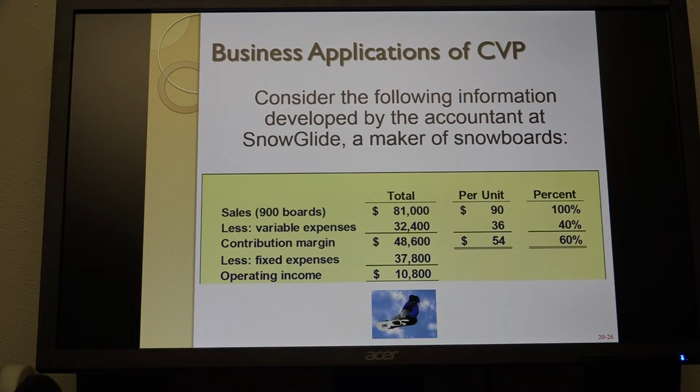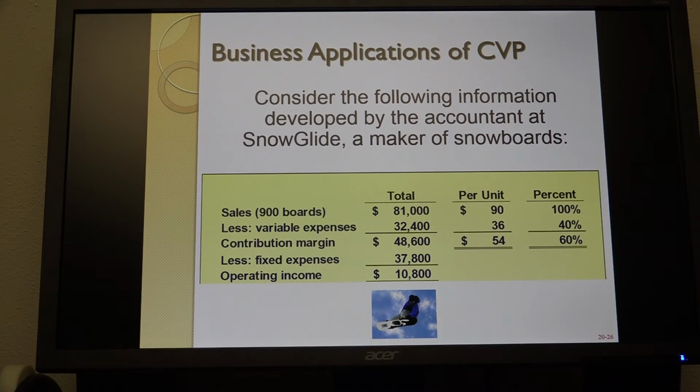So here's a common type of financial statement for managers looking at numbers. You've got your sales there. You've got the total number of units of 900. You've got your total revenues of 81,000, which means that per unit sales were $90 per unit. You've got your variable expenses that you're deducting from that, 32,400.